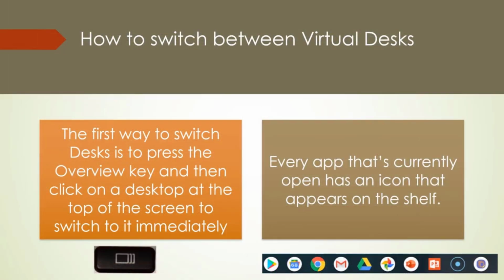Now, how to switch between virtual desks. The first way to switch between virtual desks on the left-hand side is simply to use the overview key, and that will bring up your 4 desktops. However, you can simply select the application that you're using and it will take you to that desktop. Let me explain this now in the next slide.